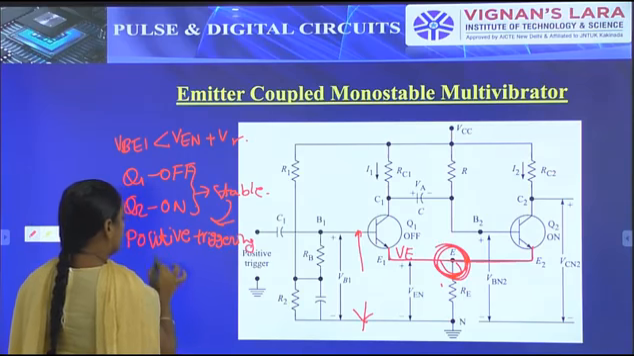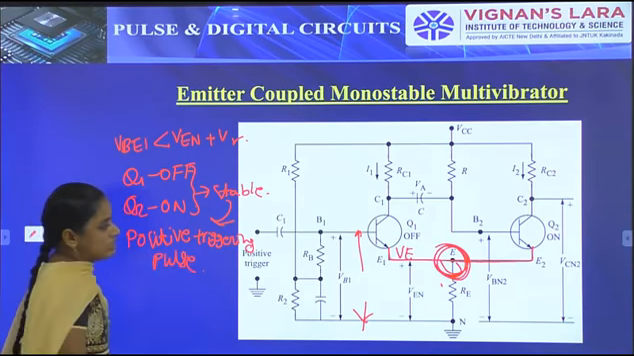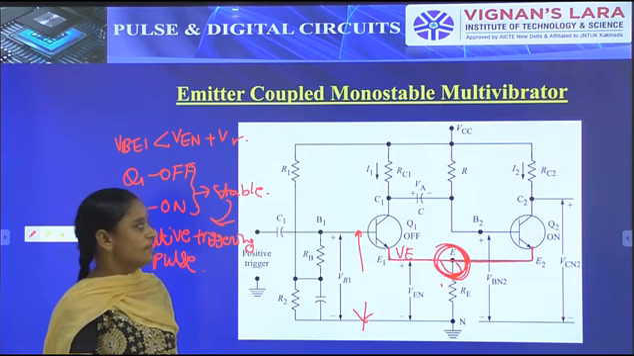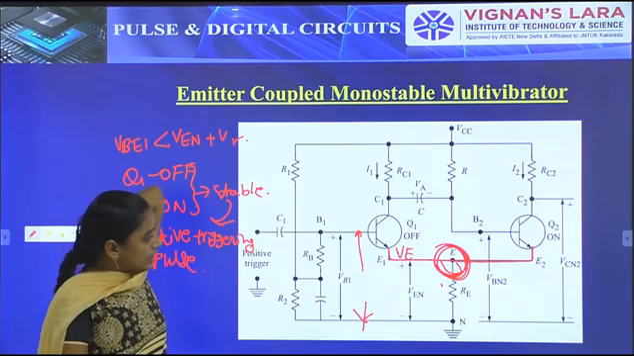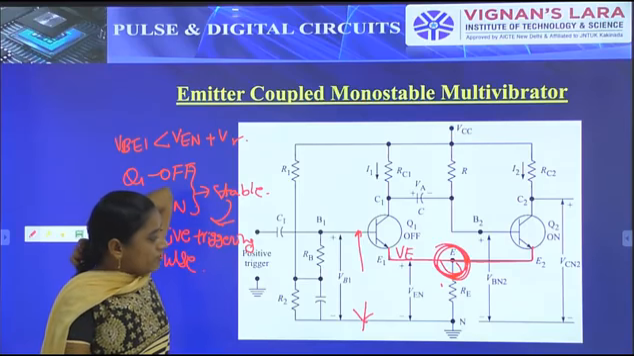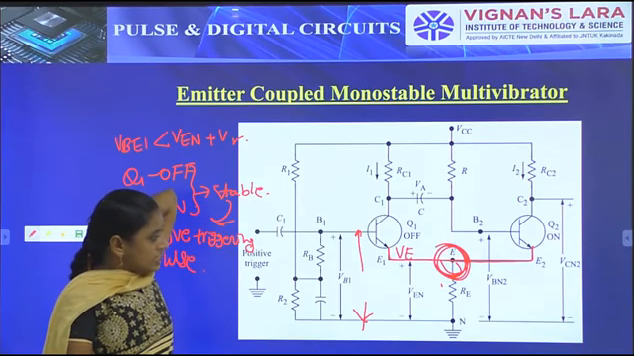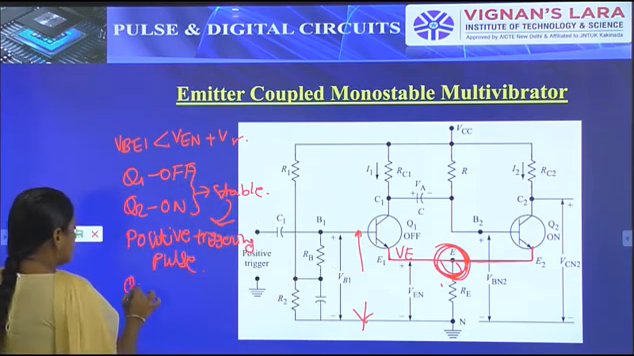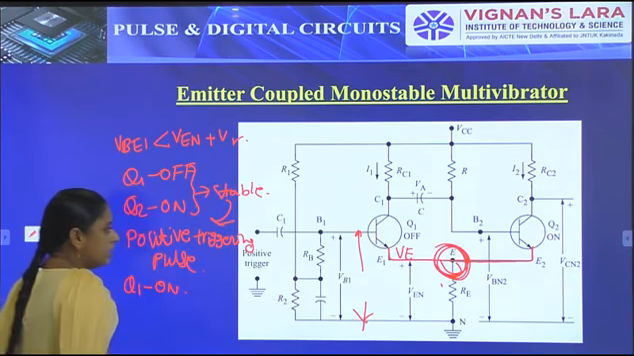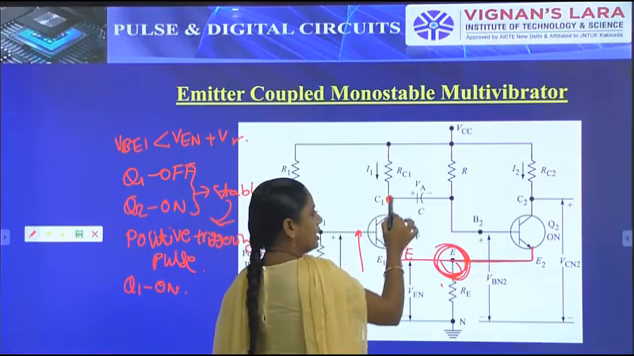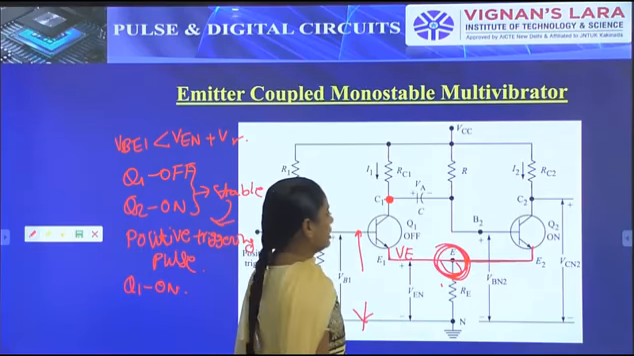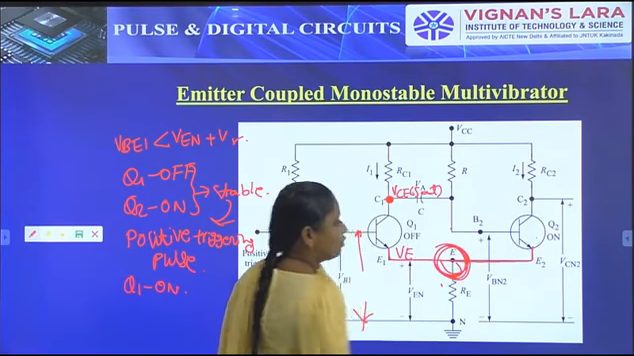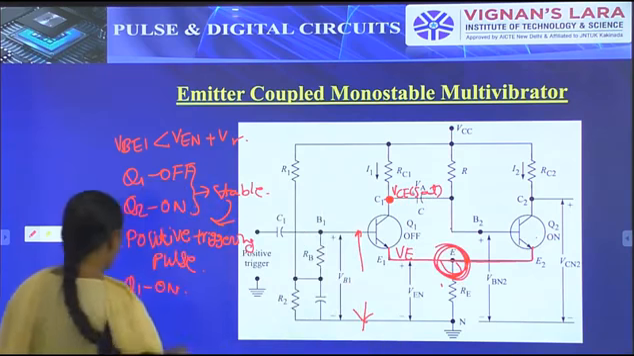This positive triggering pulse is applied to the base of transistor Q1. Then obviously transistor Q1 goes to the on condition, because the input voltage, the positive triggering voltage, is greater than VE plus V gamma. When transistor Q1 goes to the on condition, the collector voltage will be VCE SAT. This VCE SAT voltage is given to the base of transistor Q2, so then Q2 becomes off.